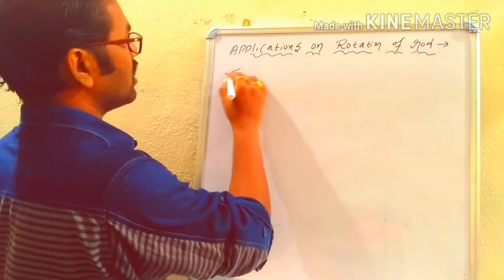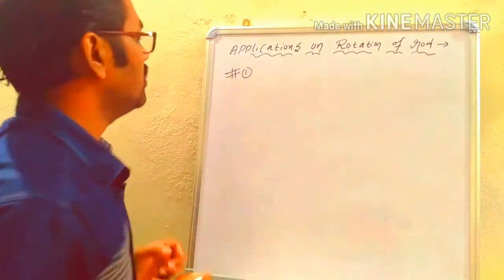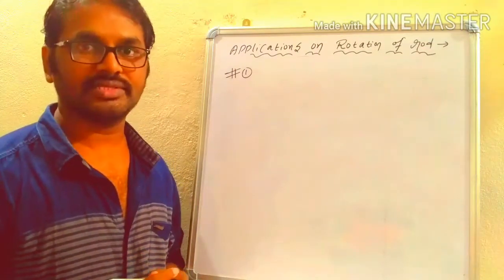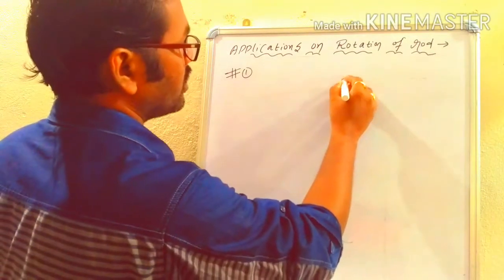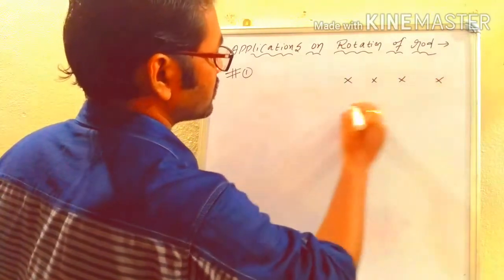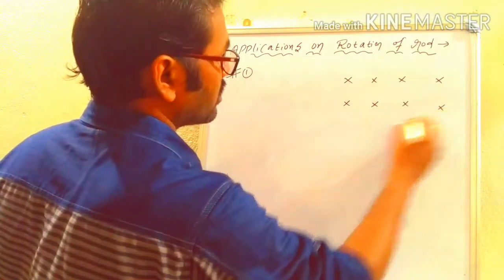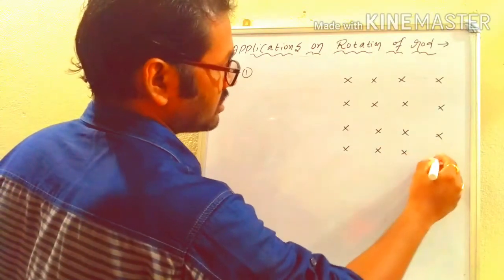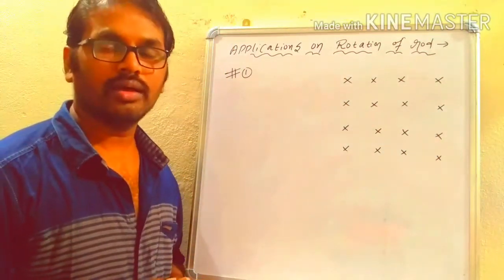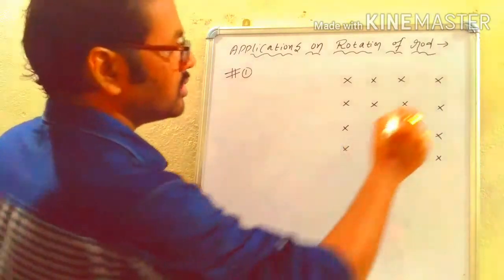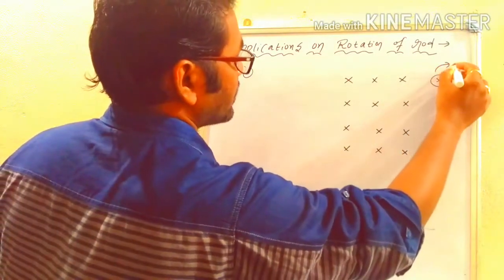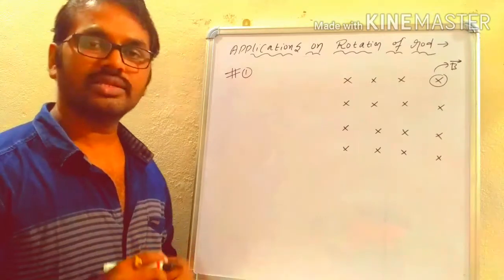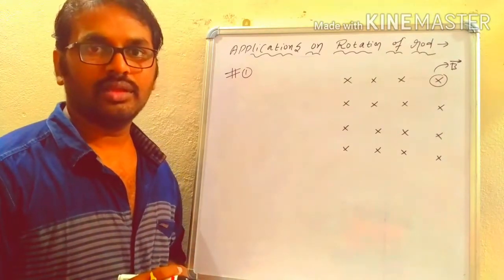Applications. For our first application, initially we need to set a uniform magnetic field in the given region. Let us take a uniform magnetic field in one particular region. The cross indicates the magnetic field is acting into the board, or along the negative z-axis. This cross indicates the direction of magnetic field B. In this region, we need to set a conductor.